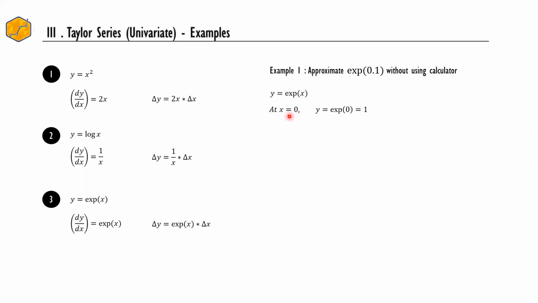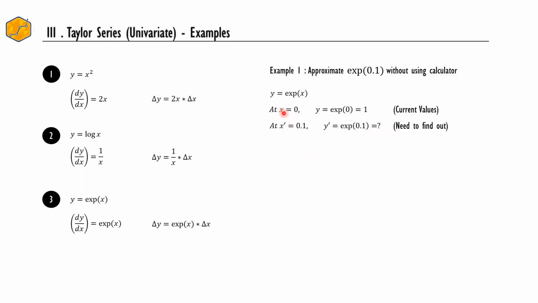When x was 0, initially, at x equals 0, y was 1, e to the power 0 is 1. X has changed, so these are the current values, right? This is what we need to find out. The new value of x is 0.1. What is the new value of y, which is e to the power 0.1? This is the question, correct? That's what we need to find out.